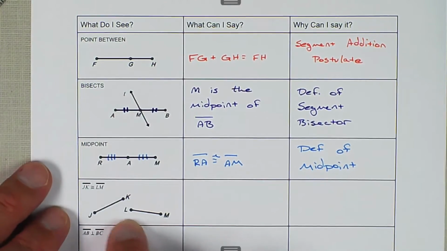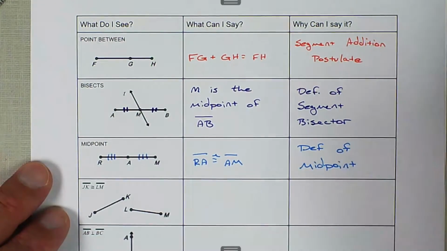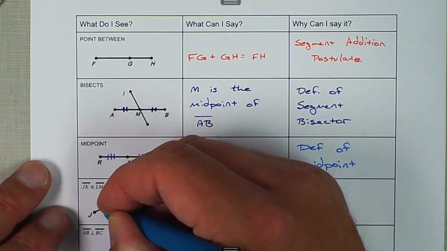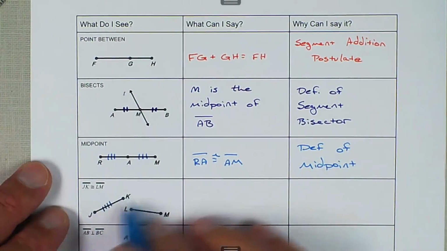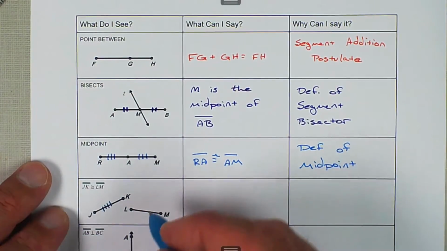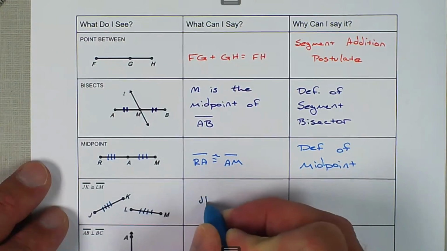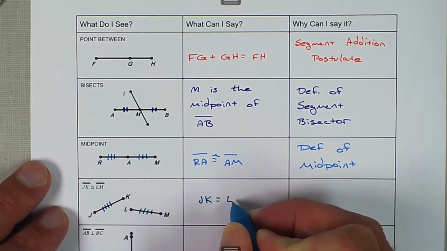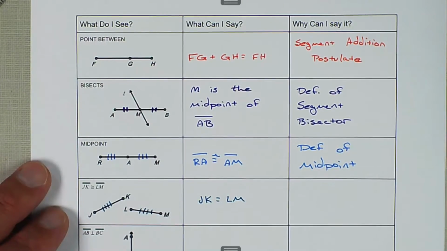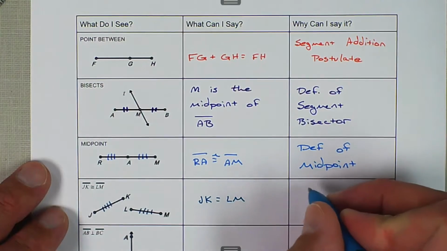Next we have line segment JK is congruent to line segment LM. And so I'm going to put 4 marks on this one. So if I put 4 congruent marks on this one, I need to put 4 congruent marks on this one as well. And in this case, we can say JK is equal to LM, and we can say that by definition of congruent segments.